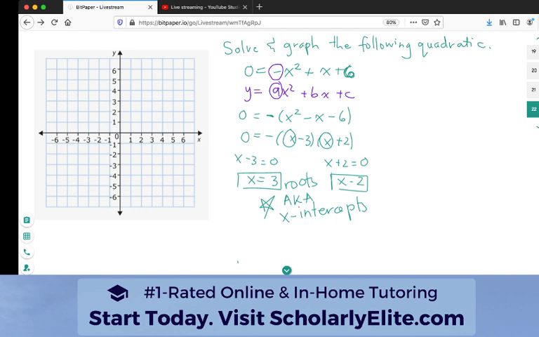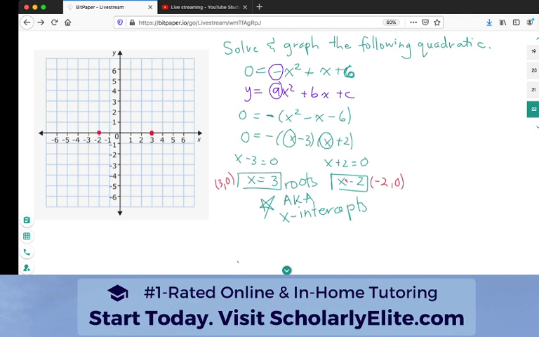So we've got x equals 3, which is going to be the point (3, 0), and this other point is going to be (negative 2, 0). So let's plot that here. I've got positive 3, 0 and negative 2, 0.